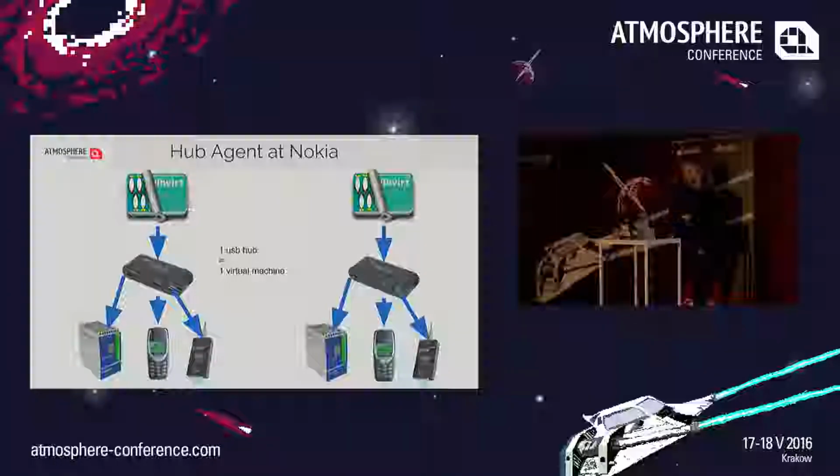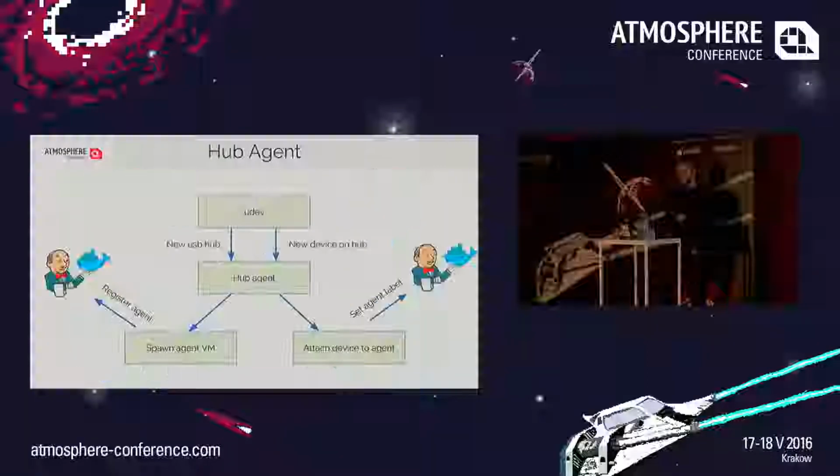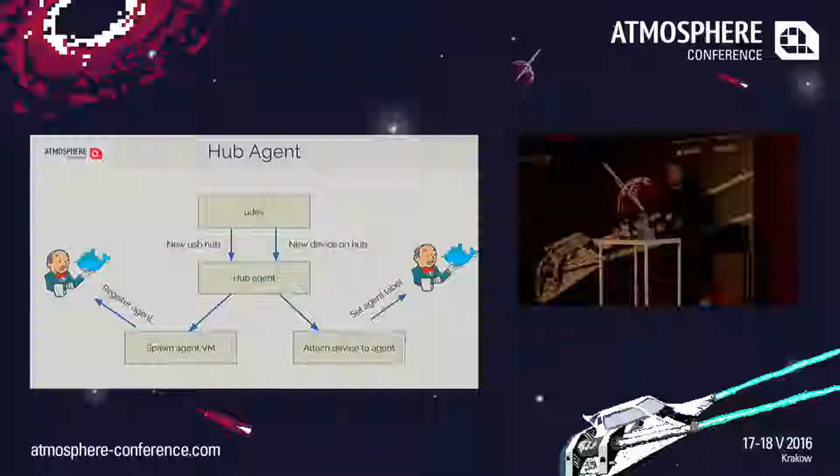And you can have multiple of those. You can have just infinite of those, pretty much. The way it works in Jenkins is pretty easy, pretty simple. You attach a new USB hub, and udev will tell Hub Agent that there's a USB hub attached. Then Hub Agent will spawn a new agent for that: a new virtual machine with all the stuff pre-installed that you defined previously, what you want to have in your test environment, including the Jenkins agent, for example.